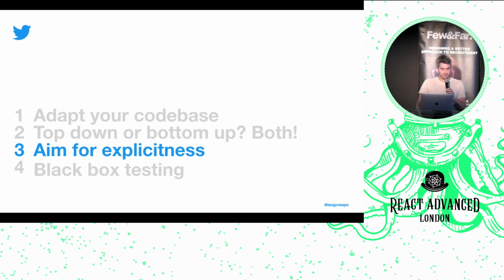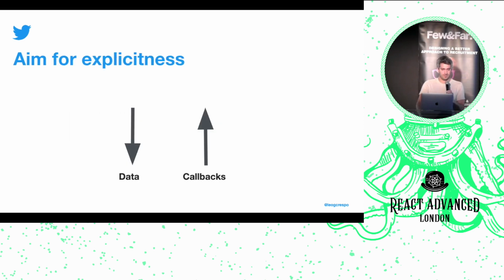The third one, which was a bit specific to our reason to migrate to React, is to aim for explicitness, because we had a lot of implicitness in our app. And as you may all know, the way to do that with React is to pass props down and make events go up by callback props.